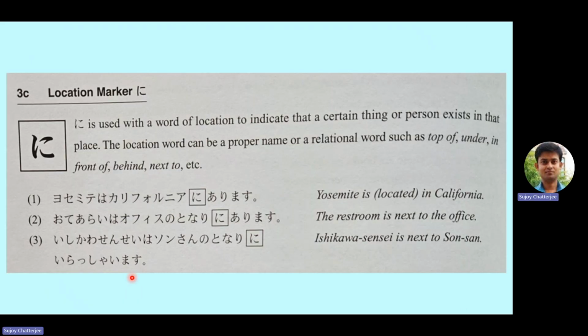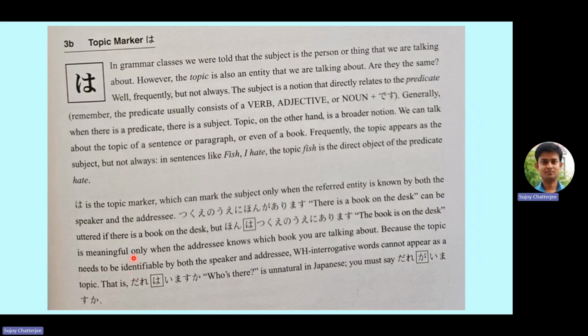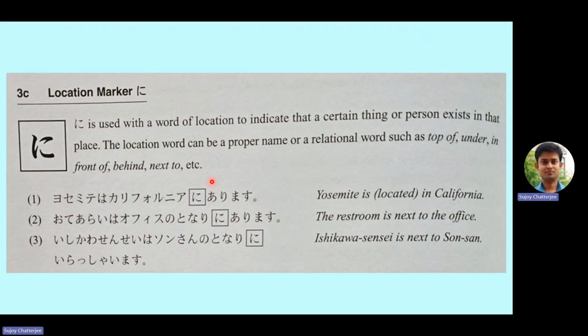Next comes the location marker ni. Before coming to this, as I told you earlier, there is more to the wa particle which will come again and again in the forthcoming lessons. So for now, whatever we are discussing in this lesson, just keep that in mind and don't get confused. Don't think too much. Whatever is being explained, just practice that.